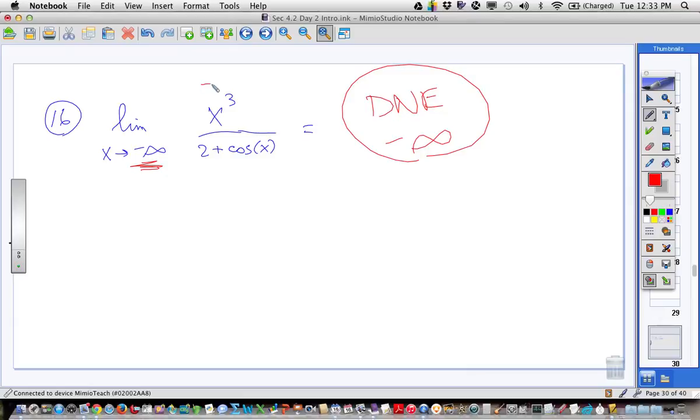The top's not too bad. The top's just negative infinity, right? Because you cube a big negative, it's going to be another big negative. But what's happening down here?